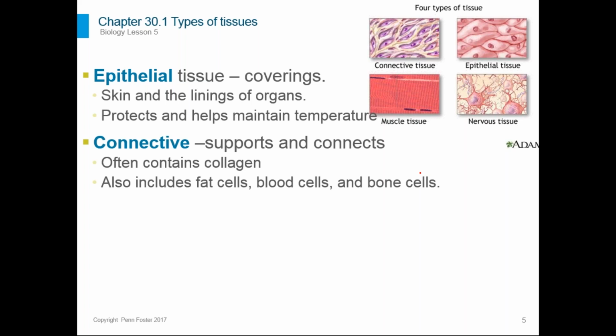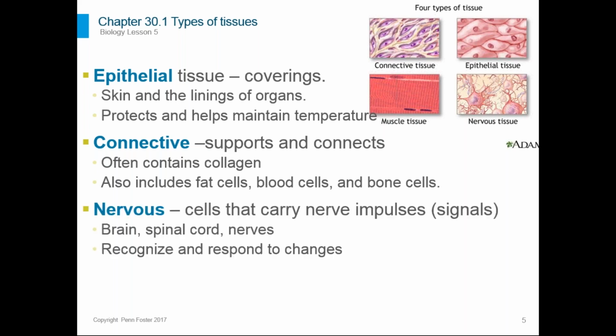The next tissue is called connective tissue. These are tissues that provide support for the body and connect its parts together. They often contain a protein called collagen, which keeps the tissues strong and durable. And the category connective tissues also includes some other tissues like fat cells and blood cells and bone cells. So all those cells make up tissues that are just grouped in with connective tissues.